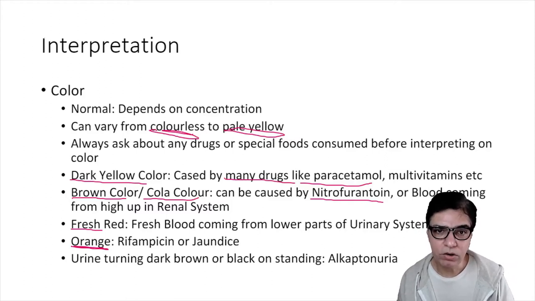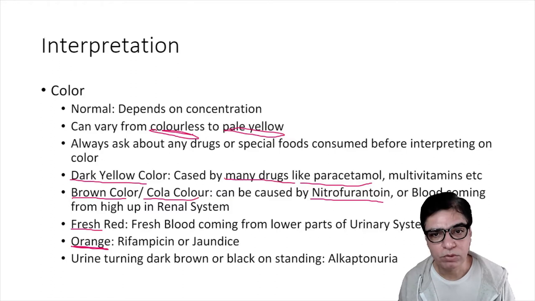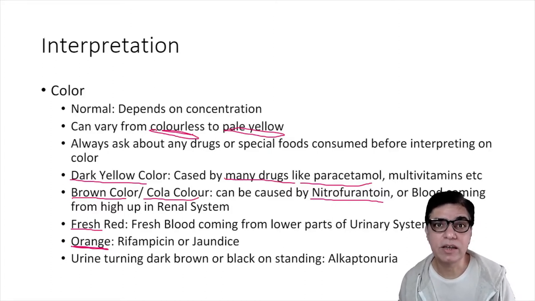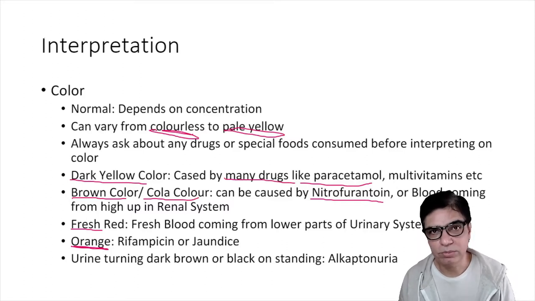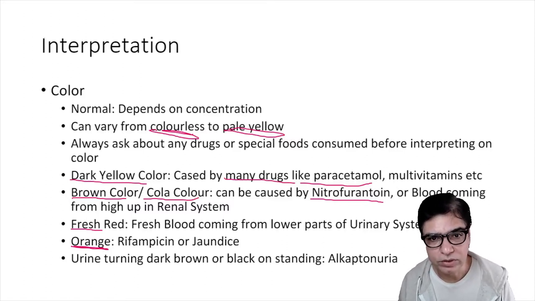The other possibility of an orange colored urine would be what we call jaundice. So remember, obstructive jaundice can give an orange tint to the urine. So a hepatic cause of jaundice like hepatitis, especially hepatitis A and E, or obstructive jaundice, like if there is a biliary obstruction because of any reason, it might be a stone or a tumor or any other form of obstructive jaundice, that can also give rise to orange discoloration of the urine. So the higher the degree of biliary obstruction, the higher the orange discoloration of the urine.